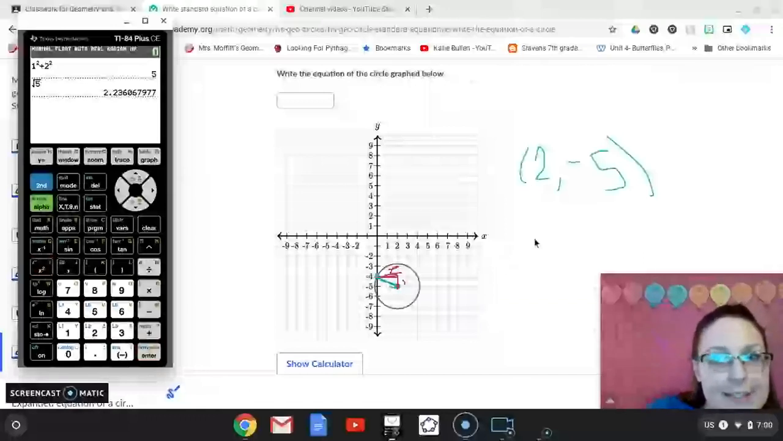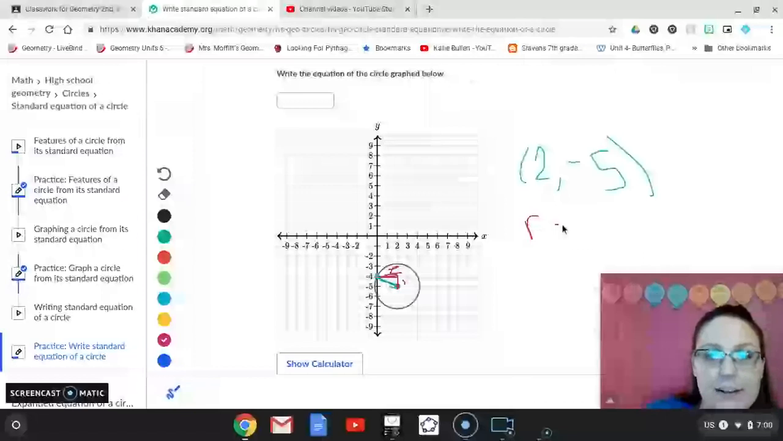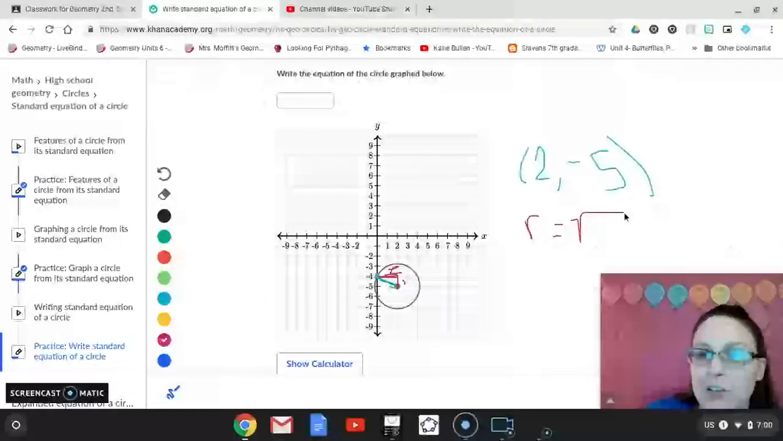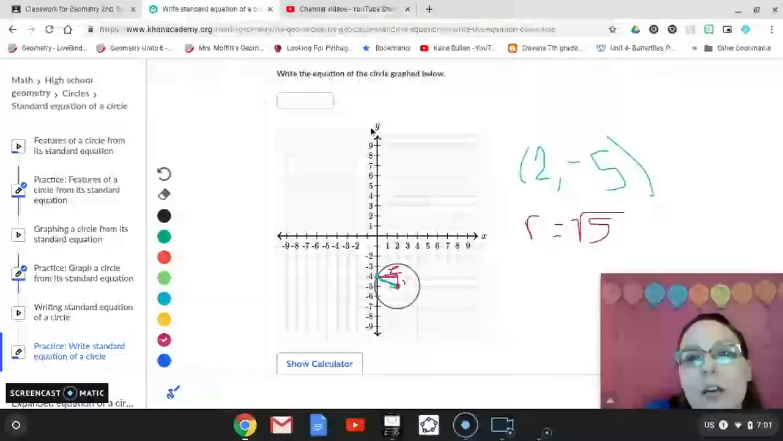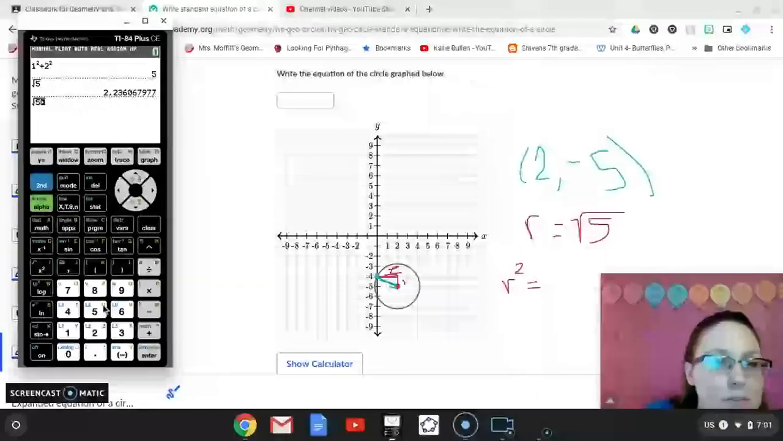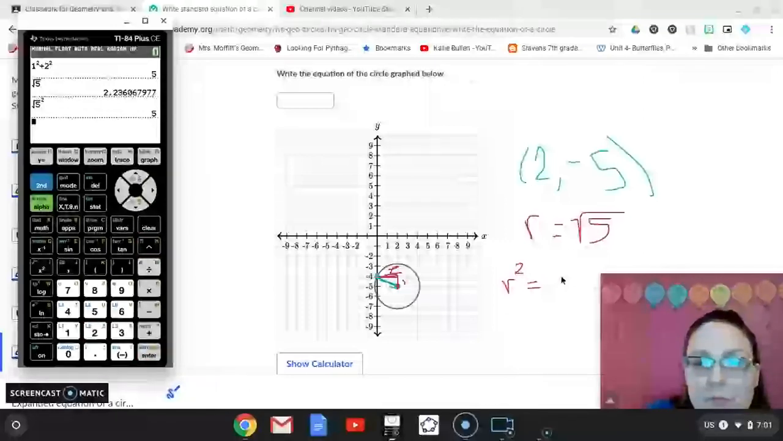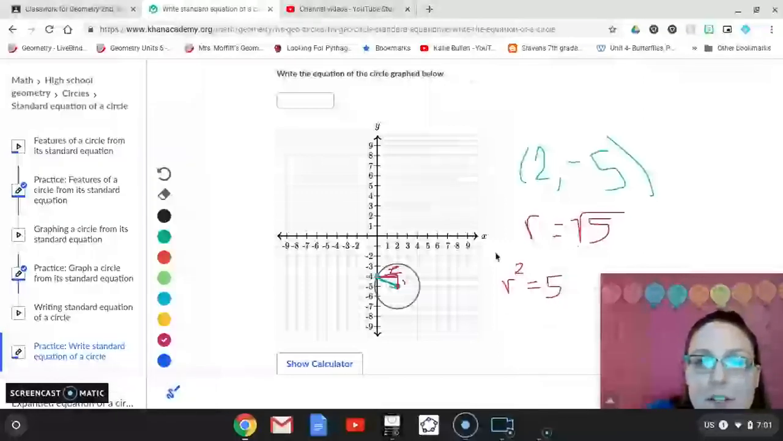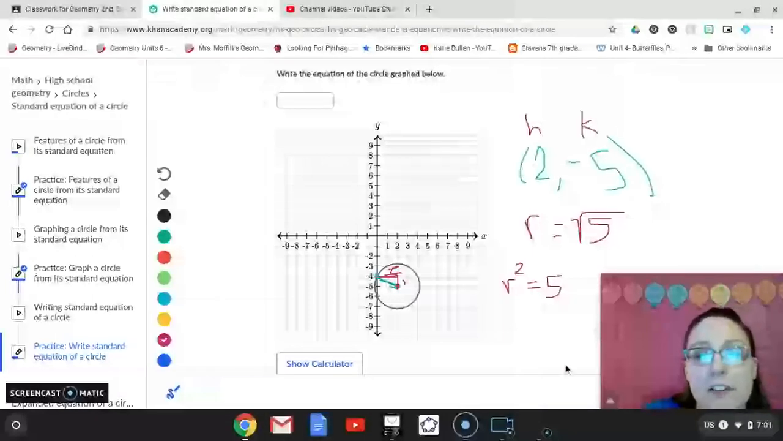Well, if the radius is the square root of 5, I'm not going to put that irrational number there, I'm going to leave it square root of 5. We want it to be as exact as possible. In my equation, remember, I'm not using the radius. I'm using the radius squared. So if I do the square root of 5 and then I square it, I get 5. Okay, so that means that I have h is 2, k is -5, and what I'm plugging into my equation is 5.